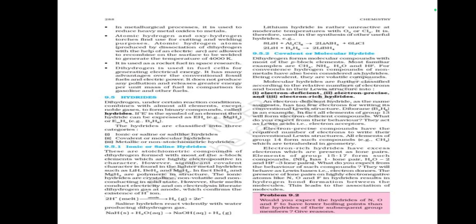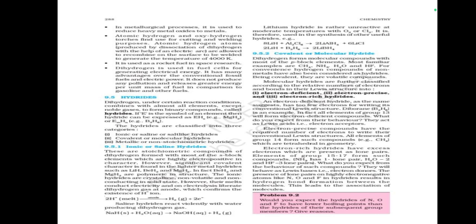The ionic hydrides are crystalline, non-volatile, and non-conducting in solid state. However, their melts conduct electricity and on electrolysis liberate dihydrogen gas at the anode, which confirms the existence of the H⁻ ion.